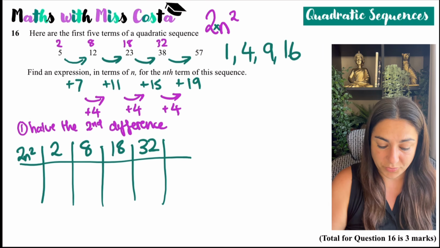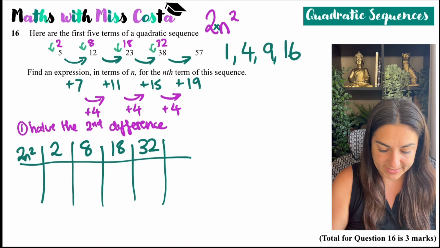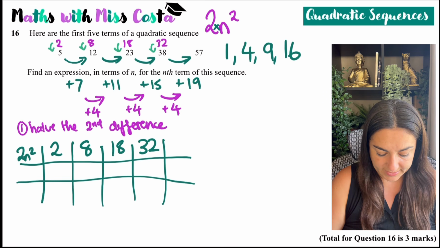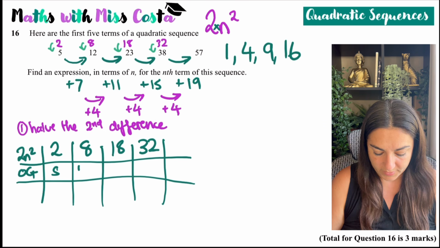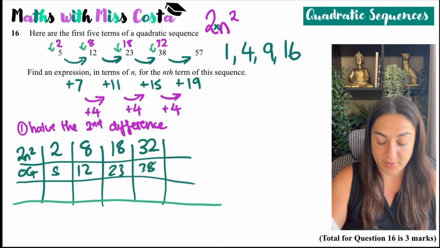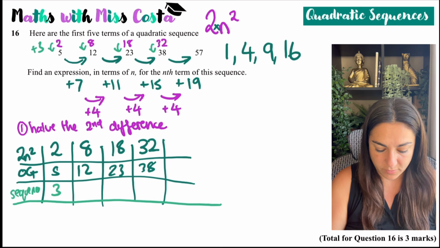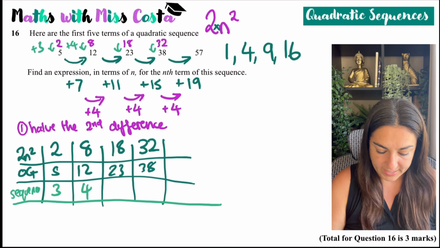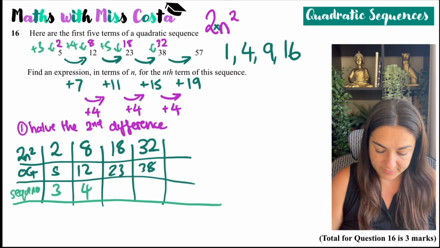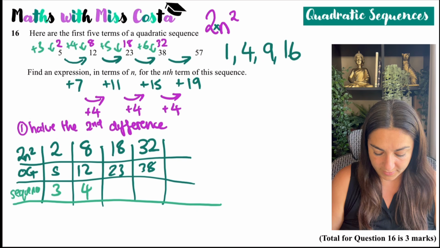Then what I do is I try and find out what the difference is. Just like with linear sequences, I'm going to write it in the table too, just so that you can see. The original sequence is 5, 12, 23, 38. And I'm trying to see what the difference is. How do I get from 2 to 5? I add 3. How do I get from 8 to 12? I add 4. How do I get from 18 to 23? I add 5. And 32 to 38, I add 6. So the sequence it's then going up in is 3, 4, 5, 6.